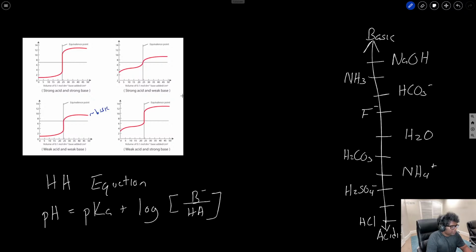Now, weak acid and strong base: 3 is still pretty acidic, but this is the highest you're ever going to see it, so slightly acidic. And you're going up, it's going to be very basic here. So just note that if you have a strong base, you're going to see something up here. Weak base, you're going to see something down here.